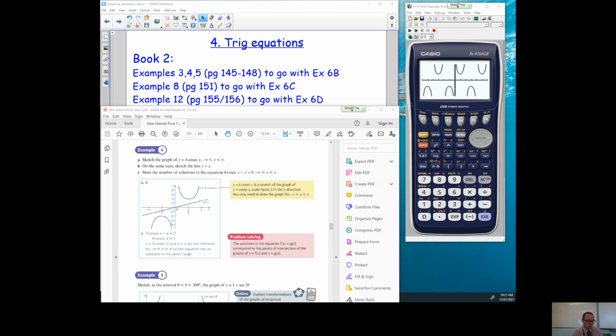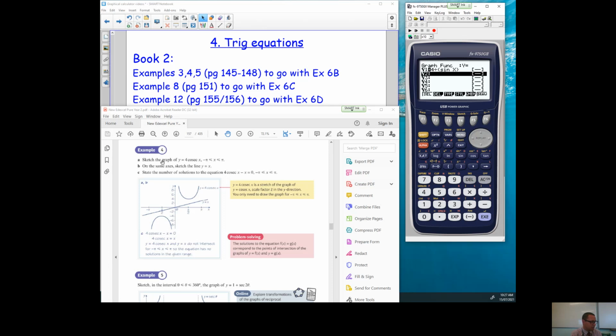Hi everybody, welcome to this next video, which is on chapter 6. I'm going to be looking at the examples that go with exercise 6b, 6c and 6d. So these are the inverse trig functions, i.e. cosec, sec and cot, but they're relatively straightforward to put in the calculator as long as you remember that cosec is 1 over sine, sec is 1 over cos and cot is 1 over tan.